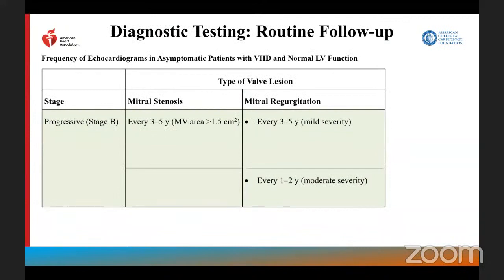For diagnosis and follow-up, for stage B mitral stenosis, the frequency of echocardiogram in the asymptomatic stage B is every 3 to 5 years when the mitral valve area is more than 1.5 centimeters squared. For stage B MR, usually every 3 to 5 years as well for mild severity, and every 1 to 2 years for moderate severity.